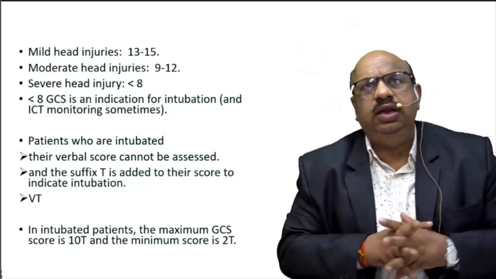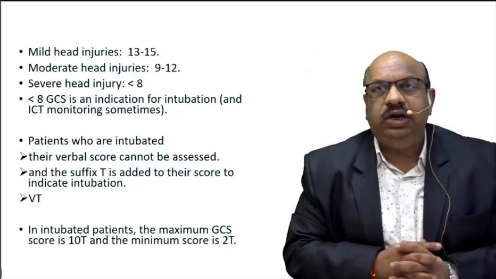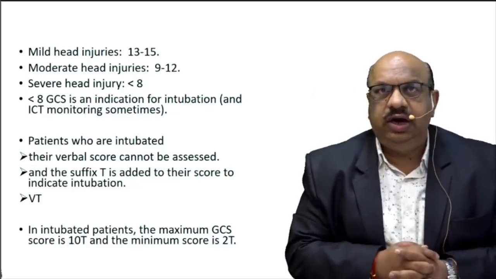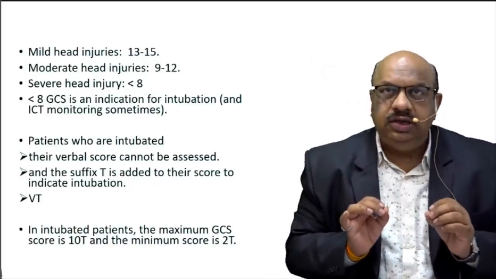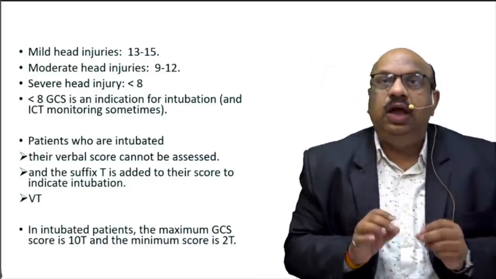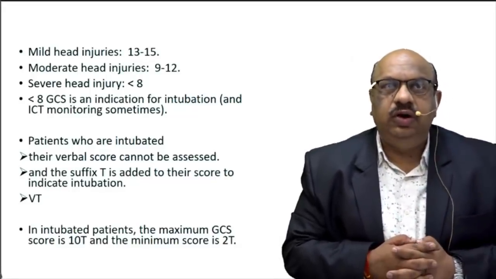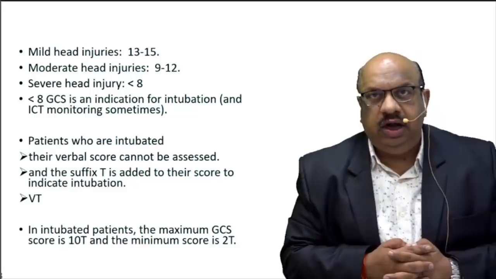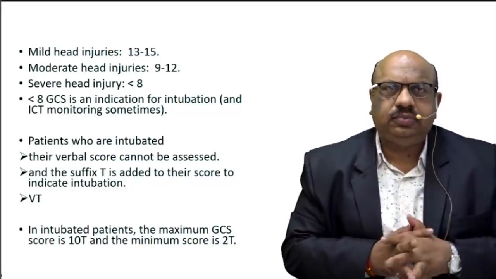Now mild head injury is 13 to 15, that is 13, 14, 15. Moderate head injury is 9 to 12, and severe head injury is less than 8. Less than 8 is an indication for intubation, and in some cases also an indication for intracranial pressure monitoring, ICP monitoring, normally done when the GCS is less than 8.